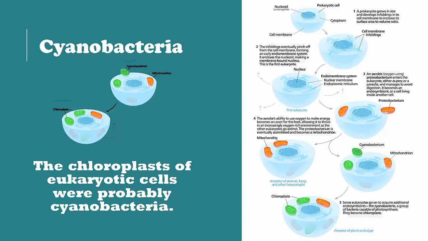In a similar fashion, we believe that some eukaryotic cells probably engulfed cyanobacteria in a similar way. So some eukaryotes go on to acquire additional endosymbionts like the cyanobacteria, which we believe is a group of bacteria that became the chloroplasts. This allows the eukaryote carrying the chloroplasts to undergo photosynthesis.